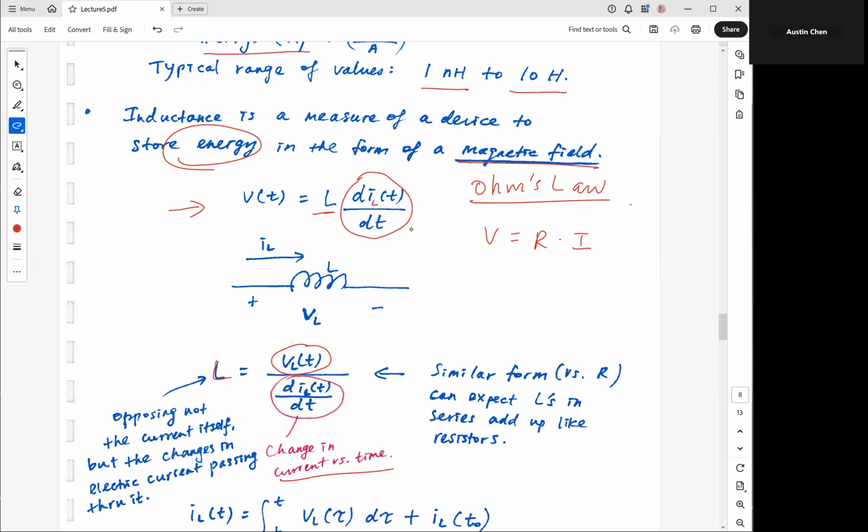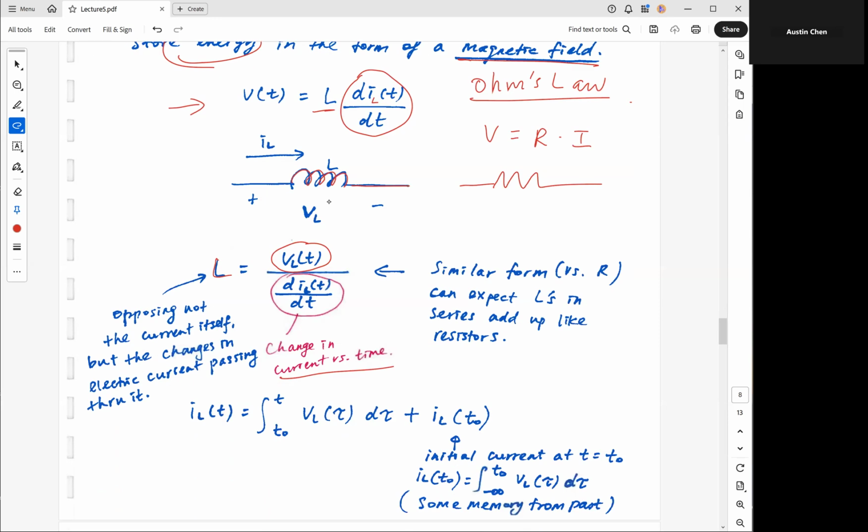And with that, you can also see that the way this inductor is drawn looks sort of similar to a resistor. So an inductor consists of some coils, which looks sort of similar to this symbol that we are all familiar with for a resistor.